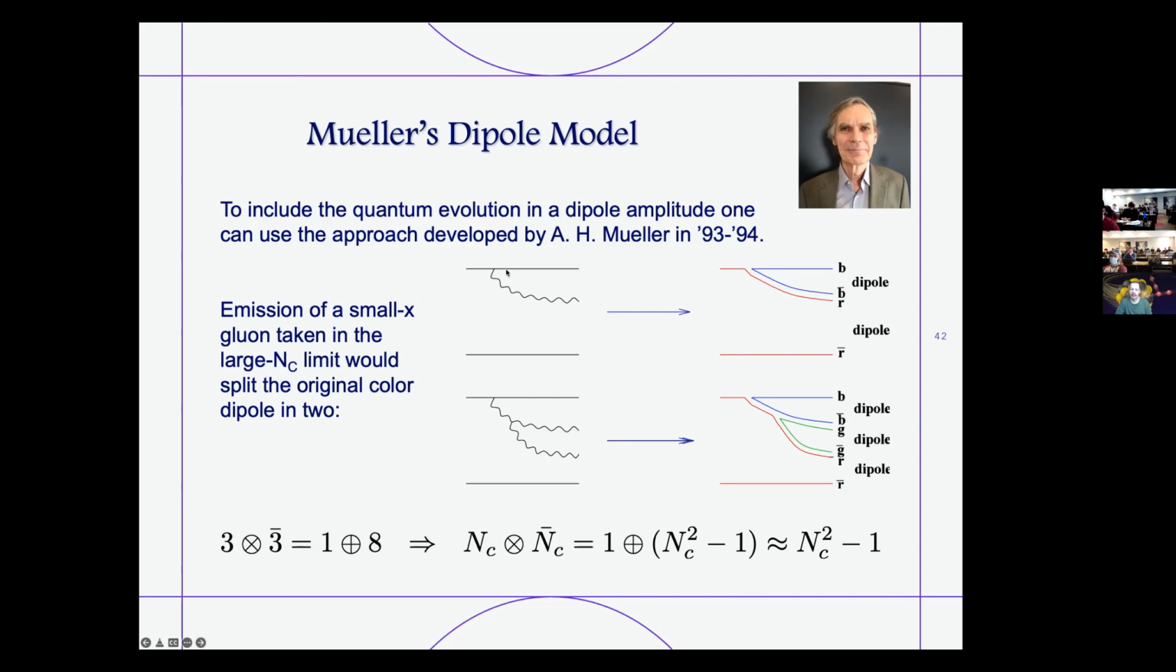So what I'm trying to say is, suppose we take a dipole and we emit a gluon, this will be a line here. At large NC, like I just mentioned, we replace a gluon by a quark anti-quark pair. So we replace the gluon line by a double line.